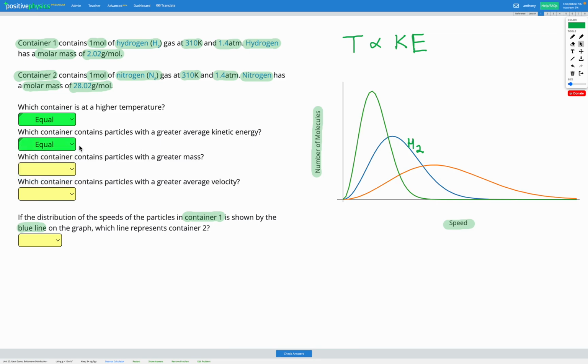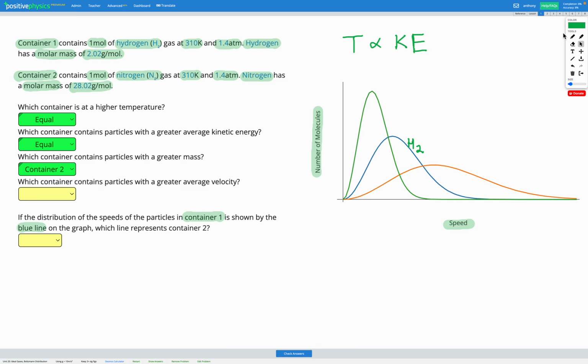Okay. Next question asks, which container contains particles with a greater mass? Now we know from the question nitrogen N2 has a molar mass of 28.02, which is greater than the molar mass of hydrogen H2, which is 2.02 grams per mole. So container 2 contains particles with a greater mass. Finally, it asks us which container contains particles with a greater average velocity.